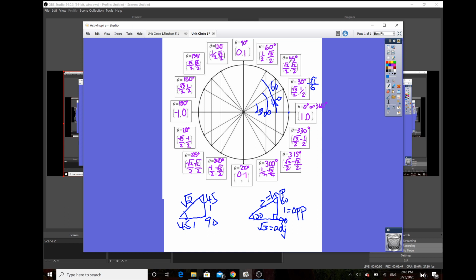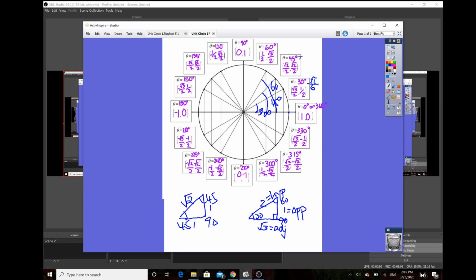It's 1 over root 2, but we rationalize it, so we have root 2 over 2. Sine of 45 is also root 2 over 2. Cosine of 60 is 1/2, and sine of 60 is root 3 over 2. Cosine of 90, guess what? It's 0. And sine of 90 is 1. Okay? So now convert the rest of the angles to radians.